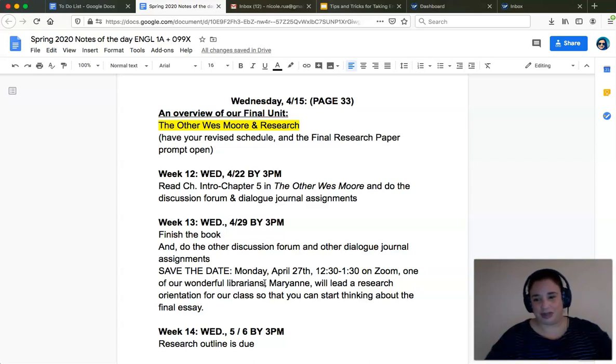Because we can't be there in person, she's going to walk us through how to start thinking about the research paper and how to get comfortable doing research with the library database, and that's going to be one of the requirements for the paper. Even though it's a little bit early, as you won't even be writing it yet, it's good to have that strategy taught to you early.